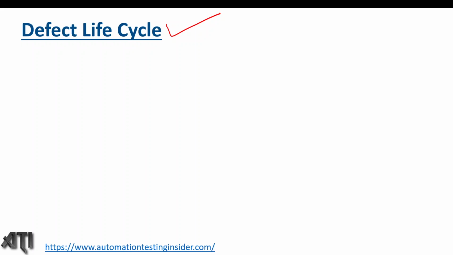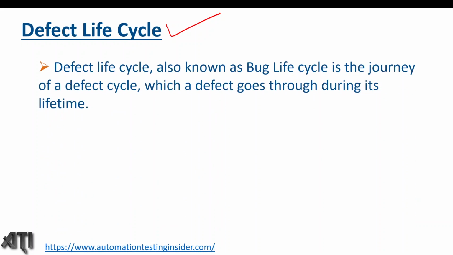So let's get started. So defect life cycle, also known as bug life cycle, is the journey of a defect which a defect goes through during its lifetime. So defect life cycle or bug life cycle is the journey of a defect basically. So it goes through various status, correct?